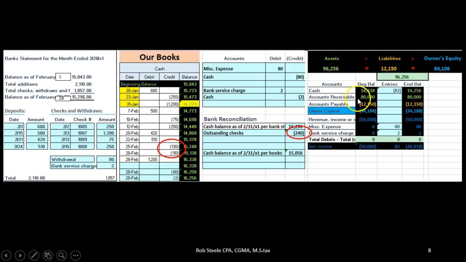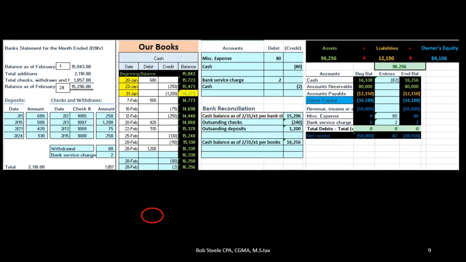So when we do our actual bank reconciliation, we're going to say, hey, here's the bank balance. What's the difference between their balance and our balance? It's going to be the outstanding checks and the outstanding deposits. That's how we're going to get to our ending balance here. That's how we know that we reconcile.